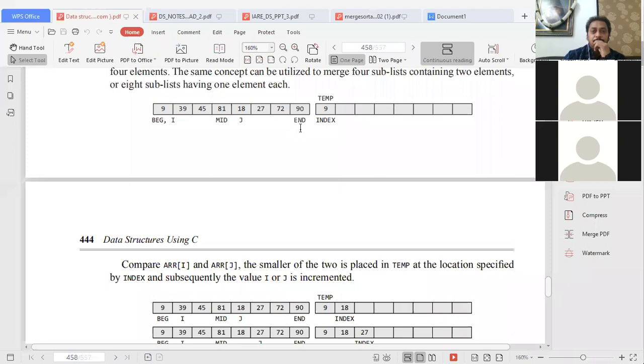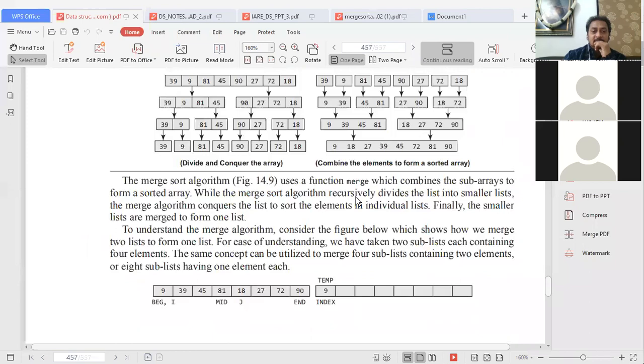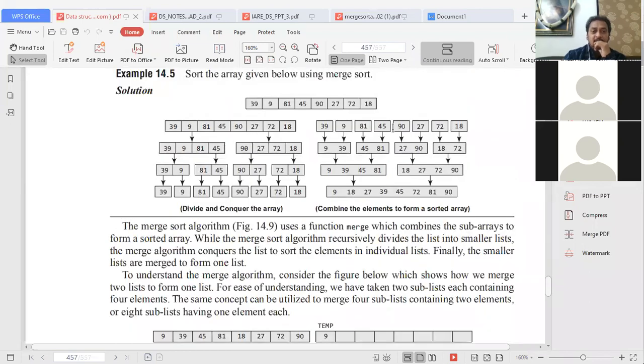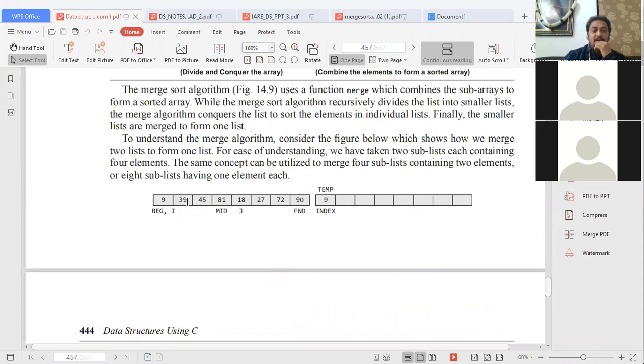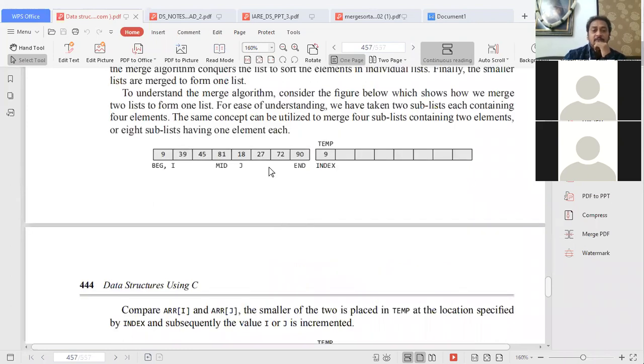Yes, sir. Once we find the arrays, what do we do with all the elements? Here the first subarray contains 9, 39, 45 and 81, so that was placed here. And the second array, A2, contains 18, 27, 72 and 90. Now both the arrays, A1 and A2, are visible to you.